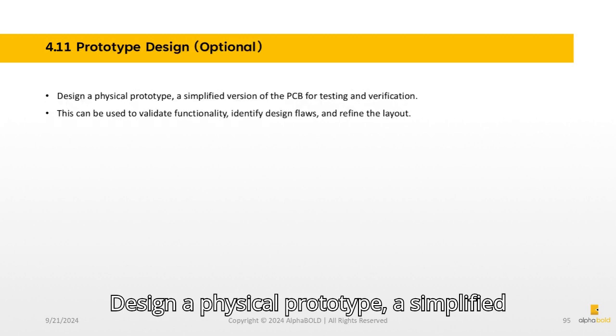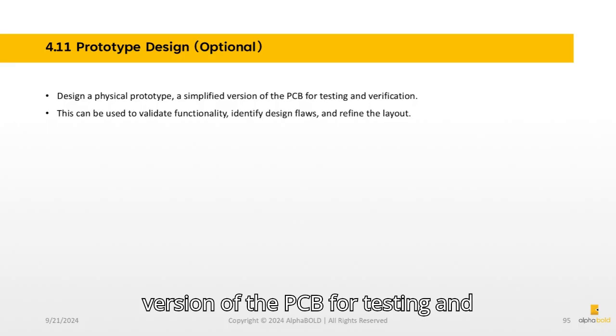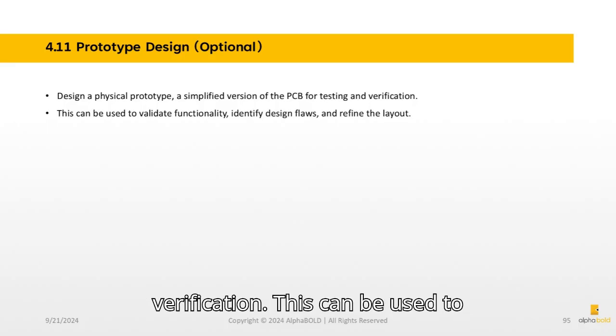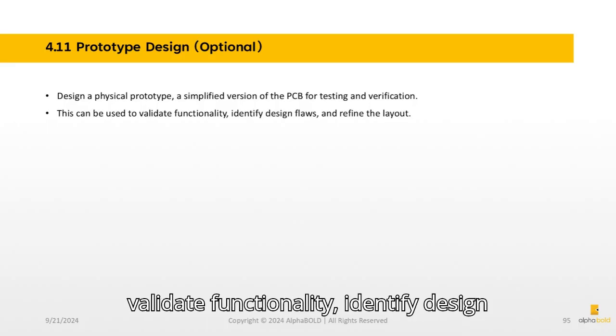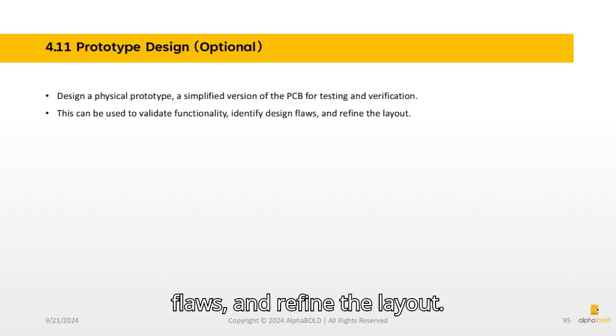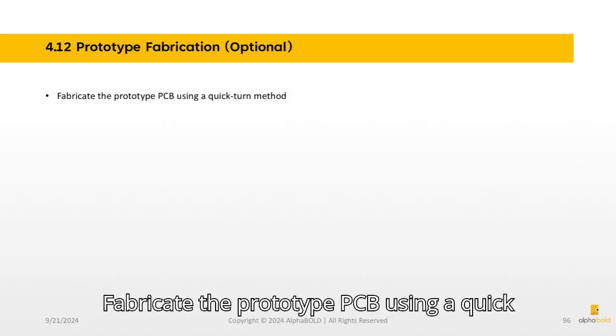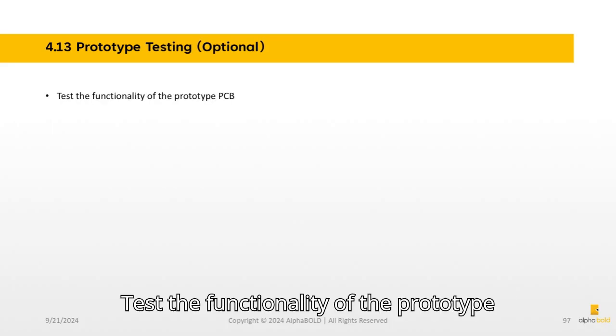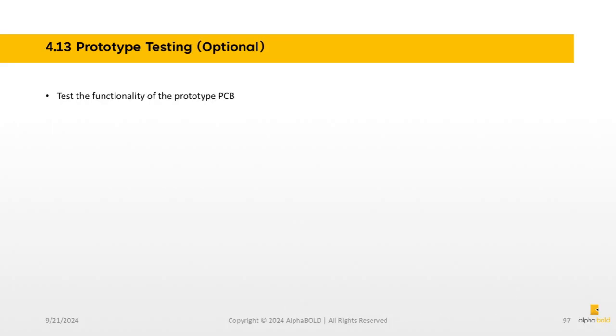Design a physical prototype, a simplified version of the PCB for testing and verification. This can be used to validate functionality, identify design flaws, and refine the layout. Fabricate the prototype PCB using a quick-turn method. Test the functionality of the prototype PCB.